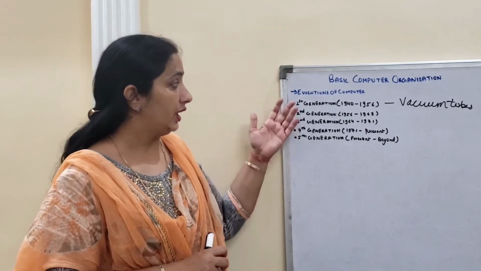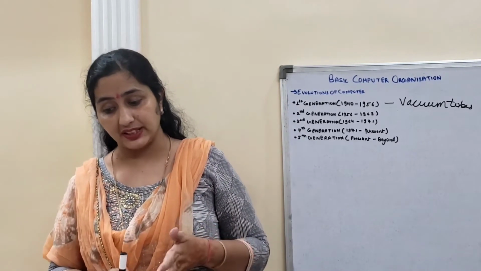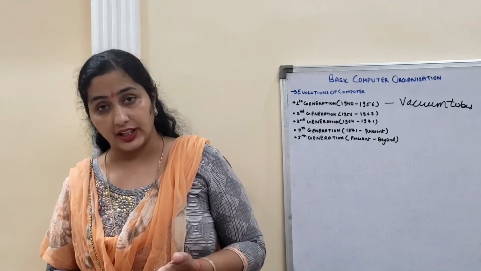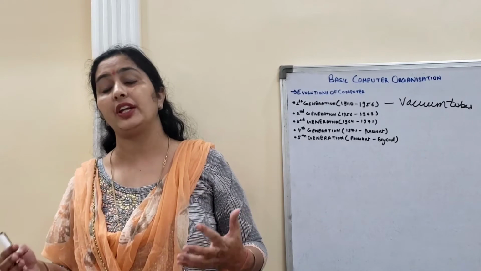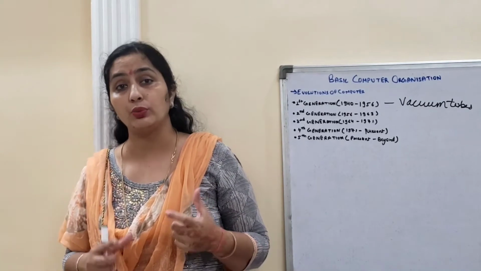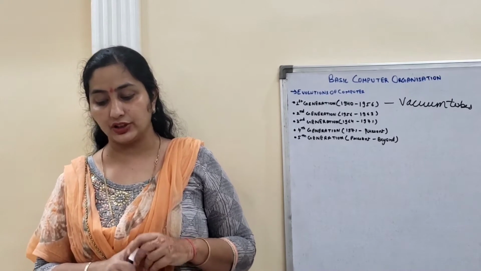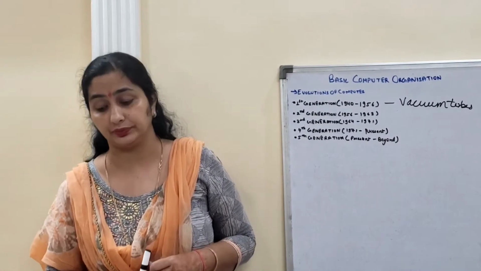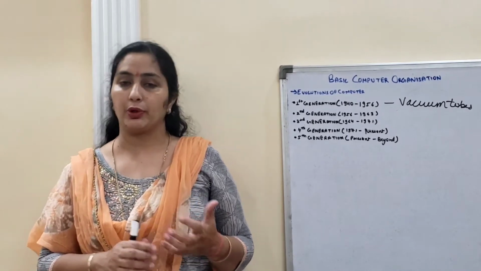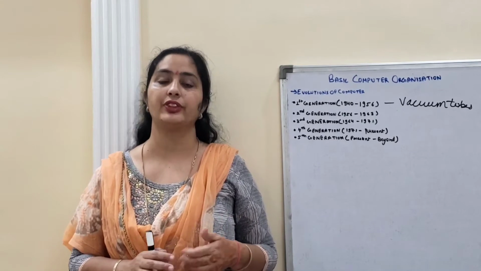Now if we see, first generation computers required very large space and a lot of electricity, and they generated a lot of heat, because of which ACs had to be installed in that room. Then we have slow operating speed, restricted computing capacity, and programming capacity was also very limited in the first generation of computers.